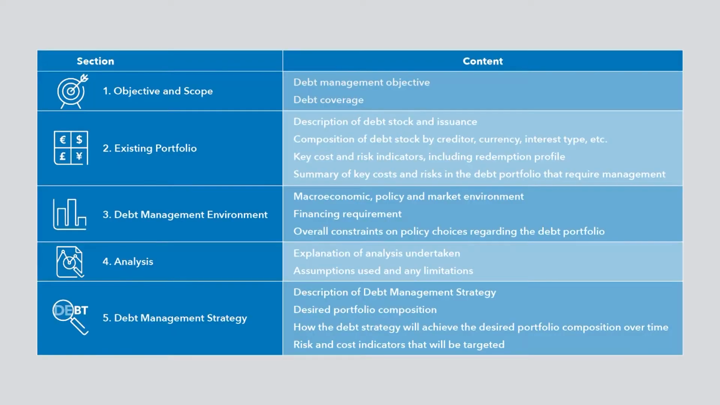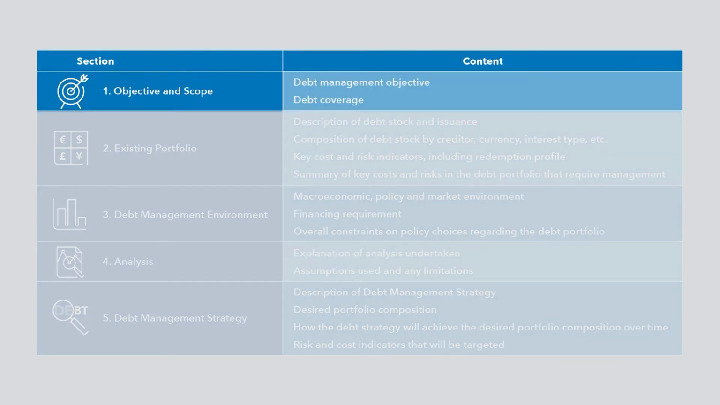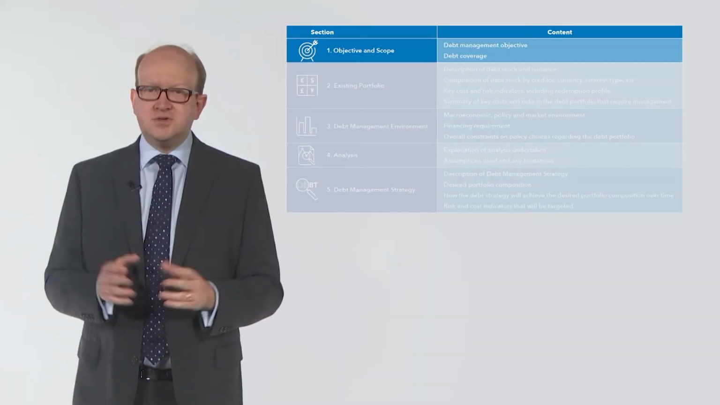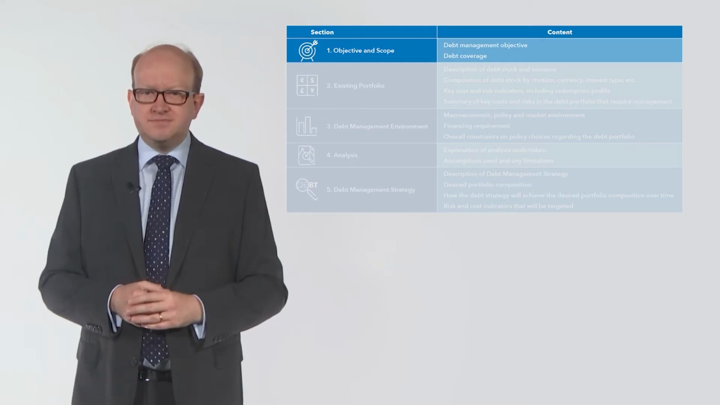Let us recap the information that should be covered in 5 main sections of a DMS document that we discussed in Module 1. Objectives and scope. This section describes the objectives of debt management, defines the scope of debt that the strategy covers, and identifies the costs and risks being managed under the strategy. The sole purpose of the DMS is to achieve the debt management objectives.